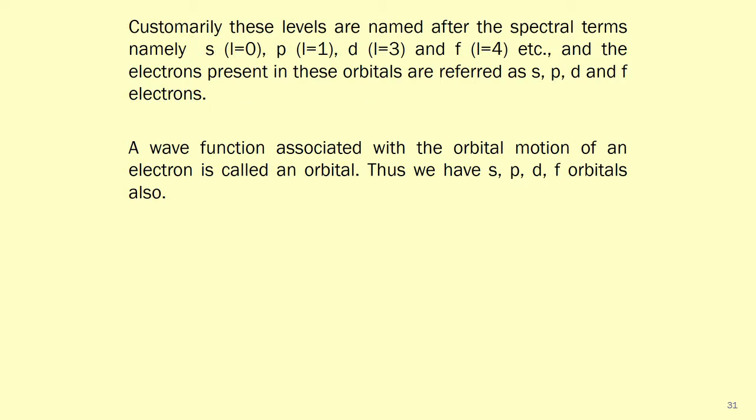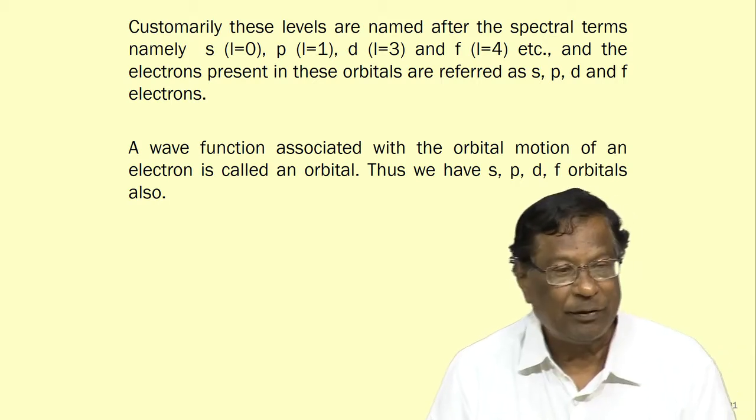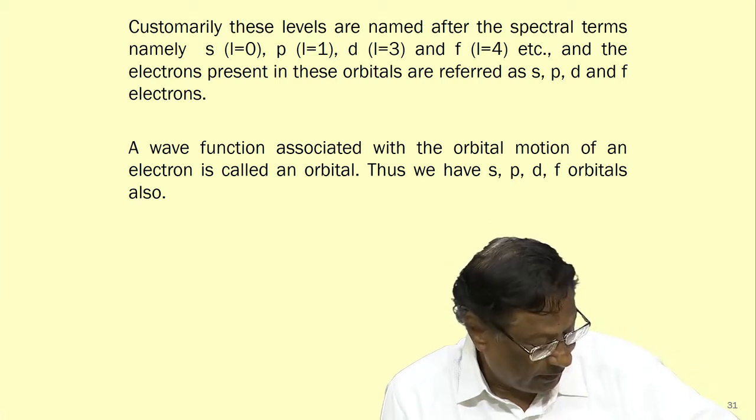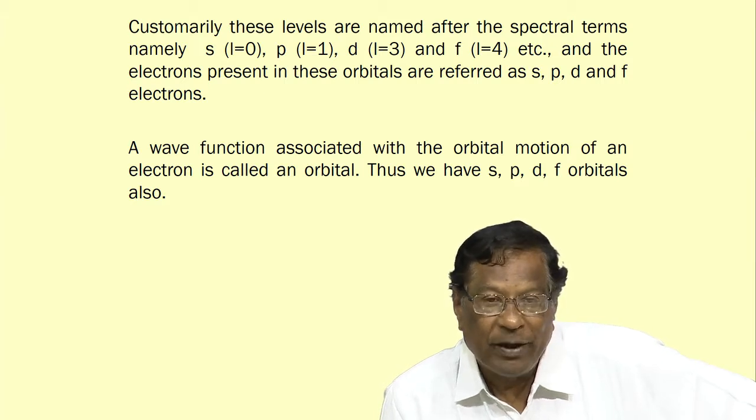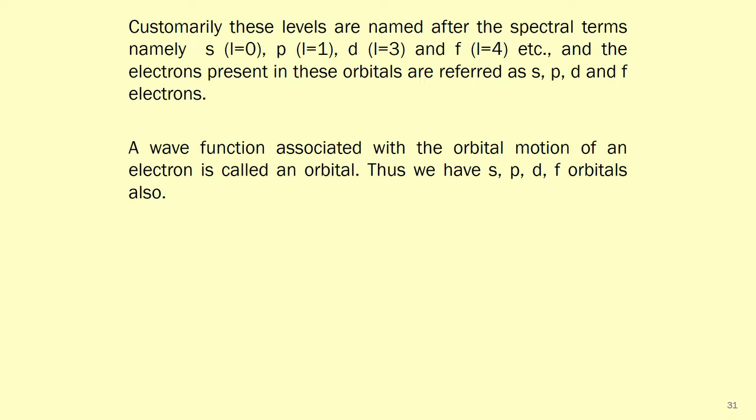And customarily, these levels are named after the spectral terms S, P, D and F. So, L is equal to 0 is referred to as S orbital, L is equal to 1 is referred to as P orbital, L is equal to 2 is referred to as D orbital, and F would be 3. So, the electrons present in these orbitals are referred to as SPDF electrons.